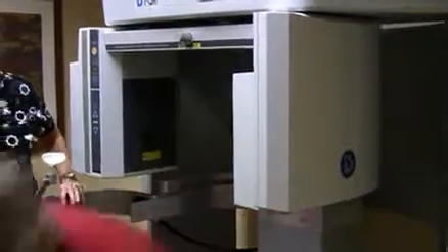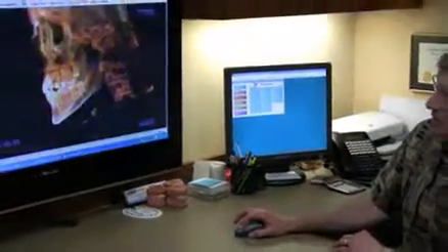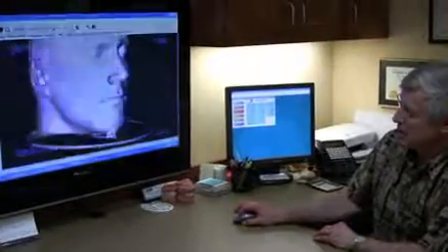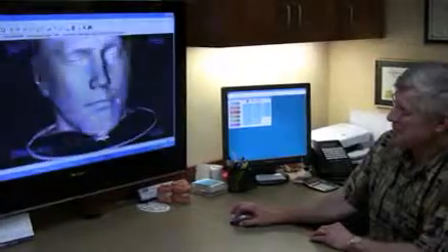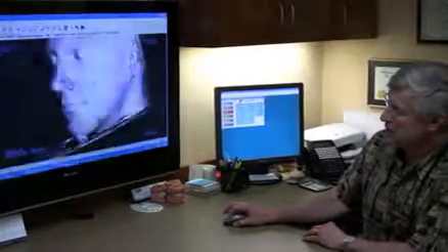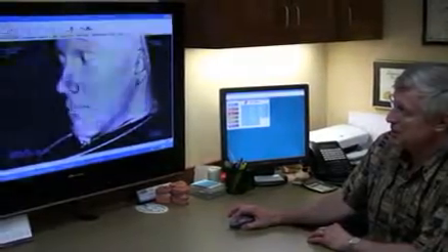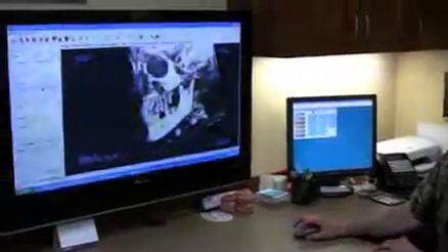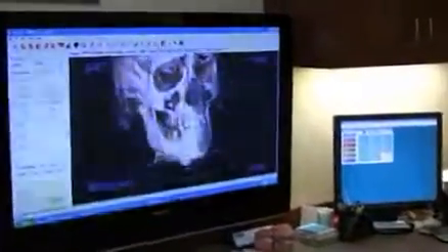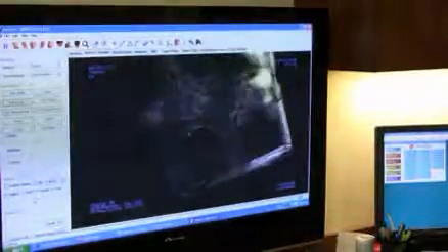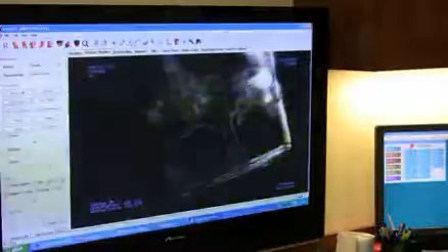We can also take a look at the soft tissue. So we have a virtual model of the patient's face. We always take facial aesthetics, so facial appearance, into account as we develop a treatment plan. We can look at the hard tissues with a skeletal view like this. We can look at the soft tissue airway.